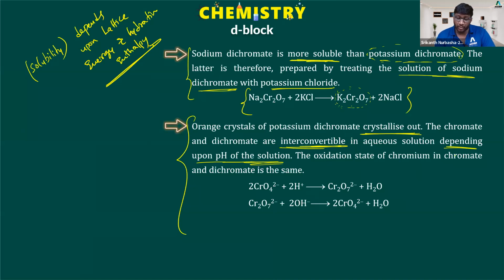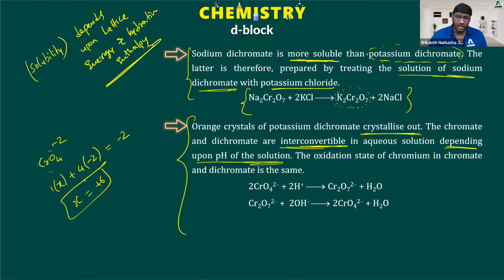The oxidation state of chromium in chromate and dichromate is the same. Like in CrO4 2-, what is the oxidation state? One chromium is there, x, and 4 oxygens, 4 into minus 2. The total charge of CrO4 is minus 2. So 1 into x plus 4 into minus 2 is equal to minus 2. So x should be plus 6. In Cr2O7 2-, there also we have plus 6. They are interconvertible. In acid medium, the chromate converts to dichromate. In a basic medium, the dichromate will convert back to chromate. Is that clear, students?